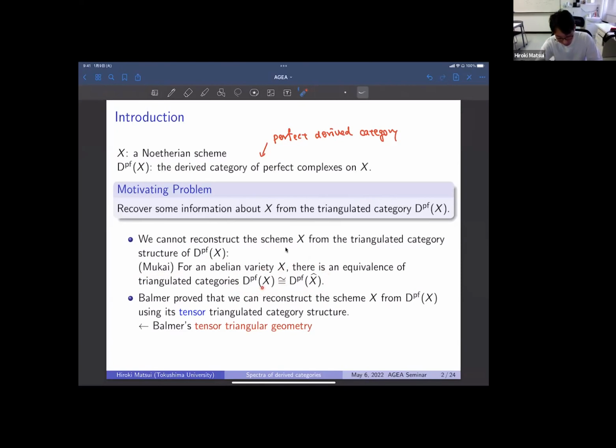So there exist varieties X and X hat, which are not isomorphic, but their derived categories are equivalent. So we cannot reconstruct the scheme X from the triangulated category D^perf(X). On the other hand, Balmer proves that we can reconstruct the scheme X from D^perf(X) using its tensor triangulated category structure. If we use the additional information about tensor product, we can reconstruct the scheme X from this category. And this is a consequence of Balmer's tensor triangular geometry.